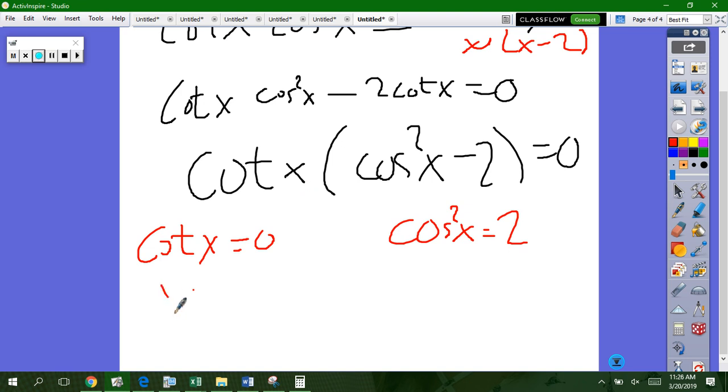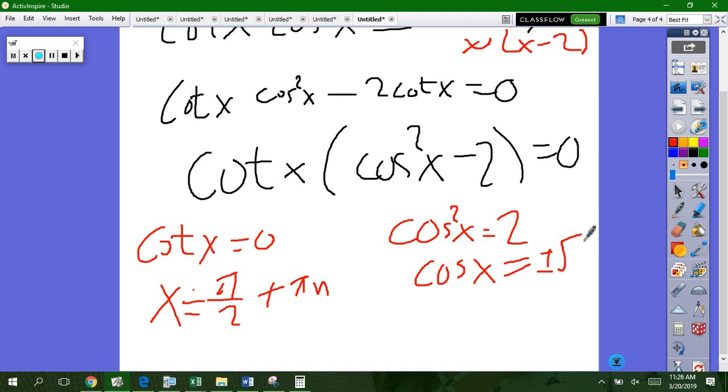I don't know about you guys, but I know where cosine or x equals 0 is at pi halves and 3 pi halves. But notice they're only a difference of pi n, hence cotangent. Cotangent's period is pi, isn't it? Okay. Now here, I take the square root and I say, okay, where does cosine of x equal plus or minus root 2? So by the way, if you divided by cotangent, would we have got these answers?